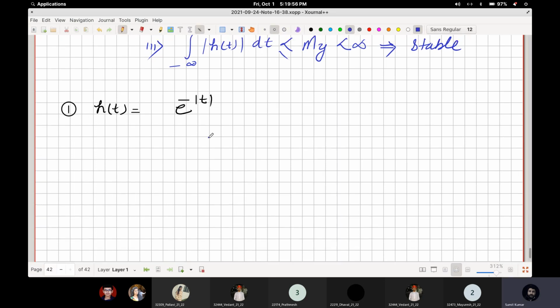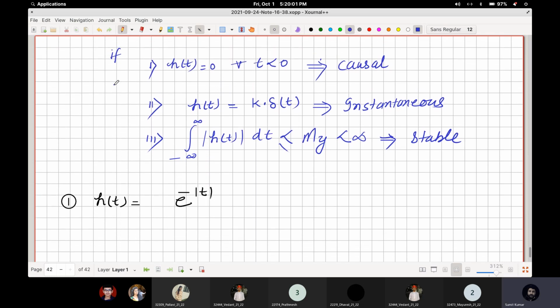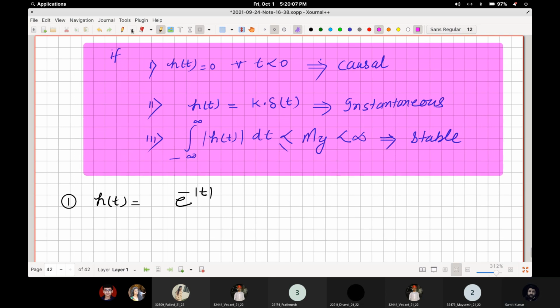What is going to be your response based on the conditions I have already discussed here? This is kind of a summary. So based on this summary, can you tell me if this particular system is causal or instantaneous or dynamic or stable or unstable?